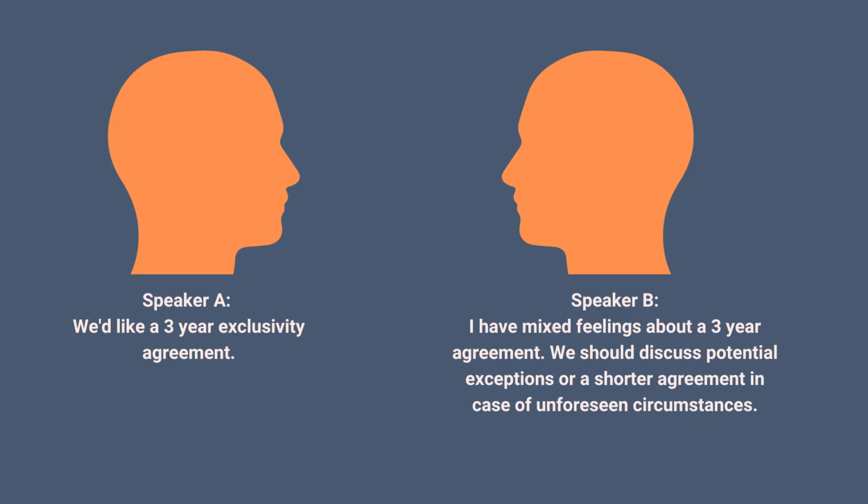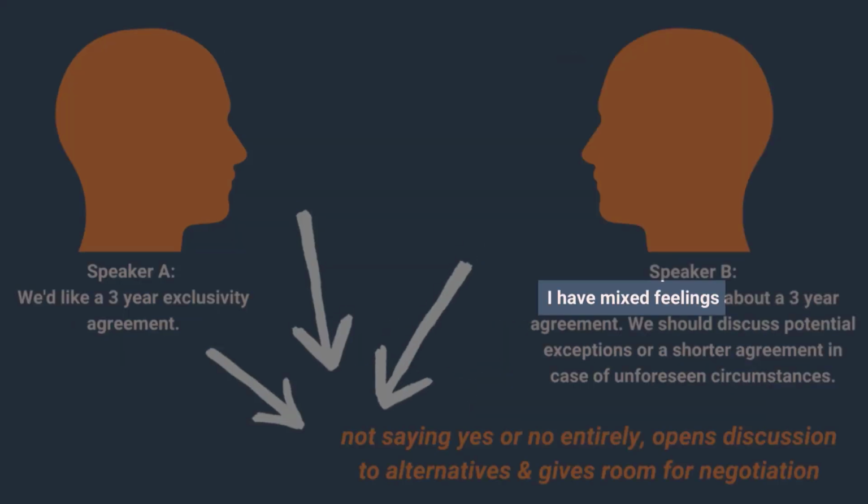Speaker B: I have mixed feelings about a 3-year agreement. We should discuss potential exceptions or a shorter agreement in case of unforeseen circumstances. Well, I've got mixed feelings. This is, if we go back to our range, it's around about 50-50.